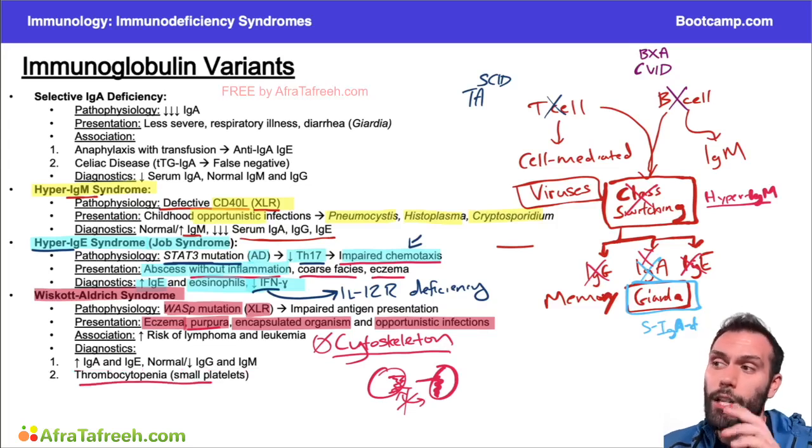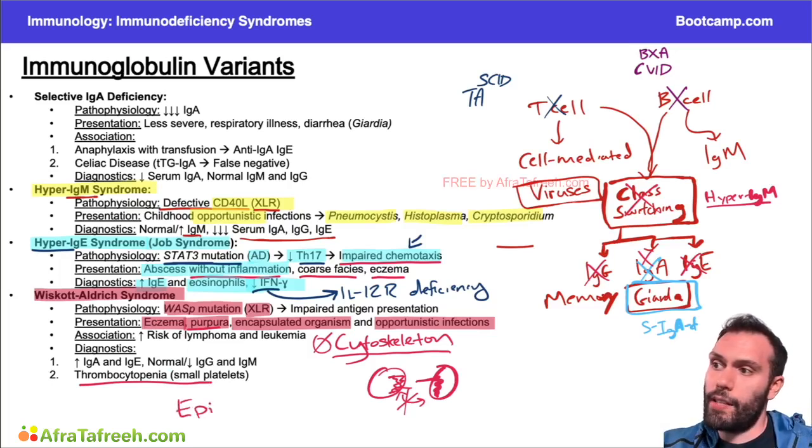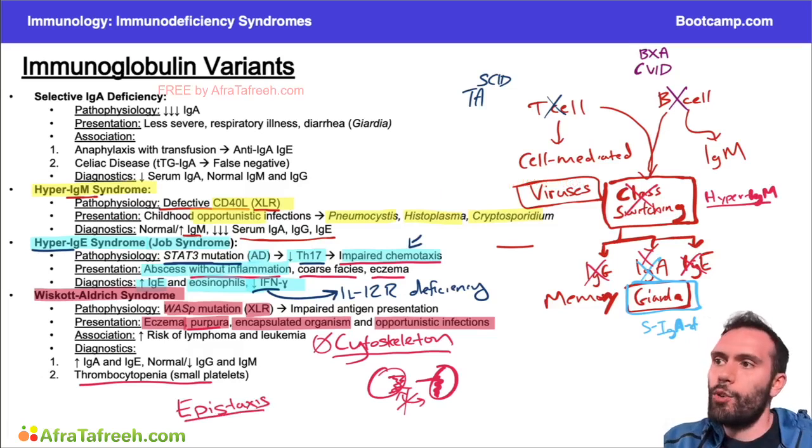So again, what I want you to focus on here when you're asked about Wiskott-Aldrich syndrome and they're giving you immunoglobulin levels and that type of thing, look for the purpura and potentially the eczema, okay? And the purpura is because of the thrombocytopenia. These patients are going to be at higher bleeding risk. And the low platelets can also cause things like epistaxis, for example. These patients might have recurrent nosebleeds, again, in the setting of this eczema and these recurrent infections. That's going to be very classic for Wiskott-Aldrich syndrome.